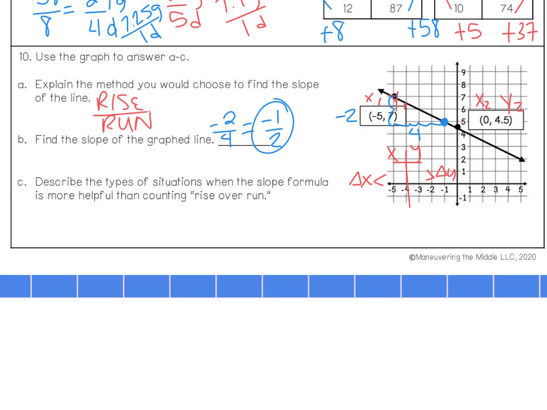Describe the types of situations when the slope formula is more helpful than rise over run. Really, we only use rise over run in graphs. You might want to use the formula if you have points or a table, but you could use it in a graph as well.